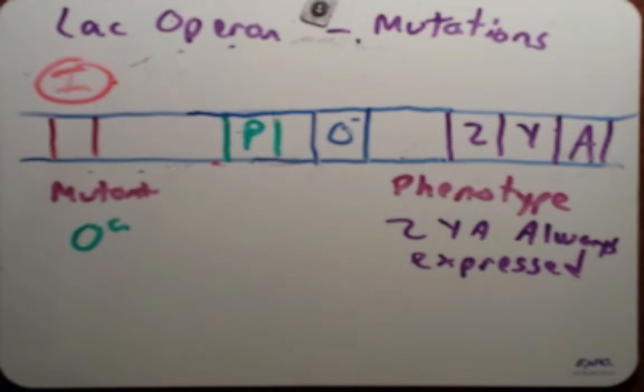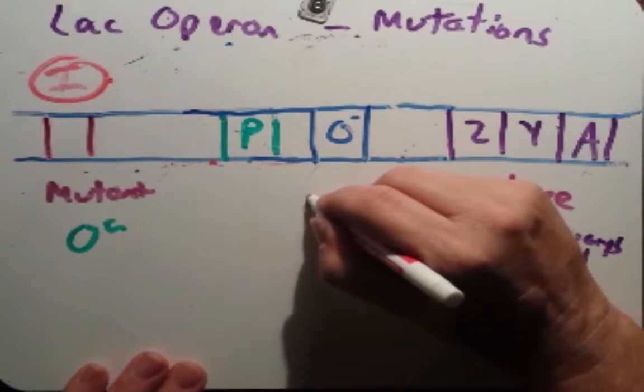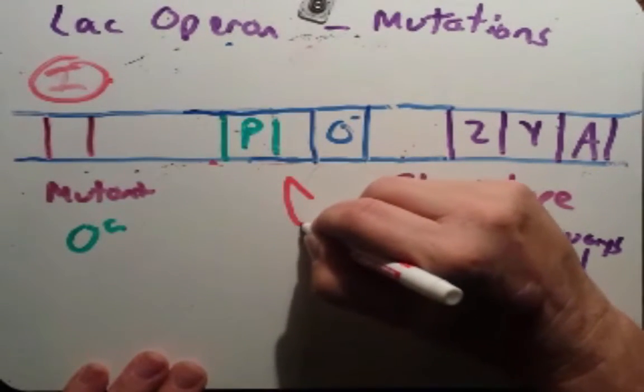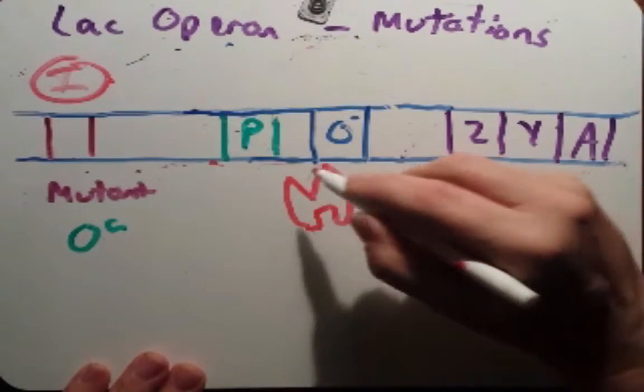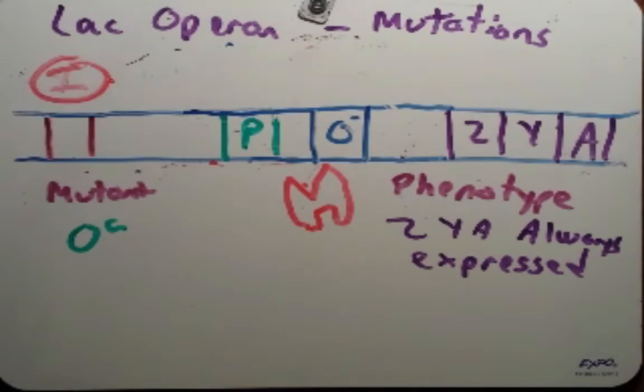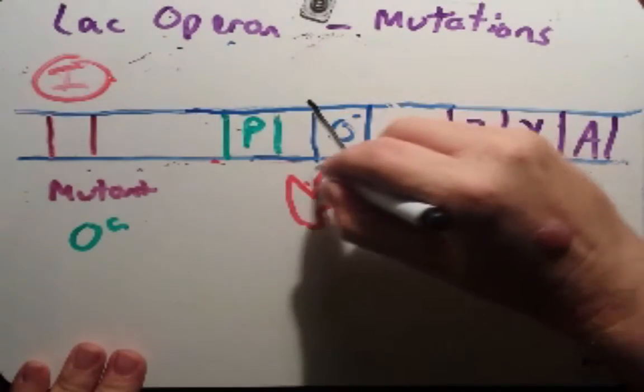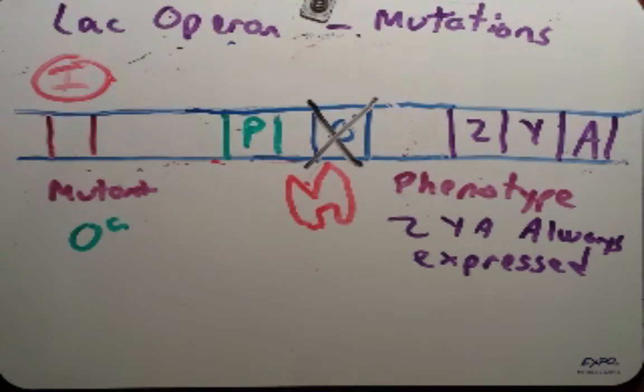So how will a mutation in the operator region allow these genes to always be expressed? Let's draw our inhibitor again. Remember, we drew it with a DNA binding site and then a lactose binding site. And so normally it's going to bind to this operator. What happens in these OC mutants is that the operator has been mutated and is no longer able to bind to the repressor. So let's just put an X through here. That operator is no longer able to accept that repressor.